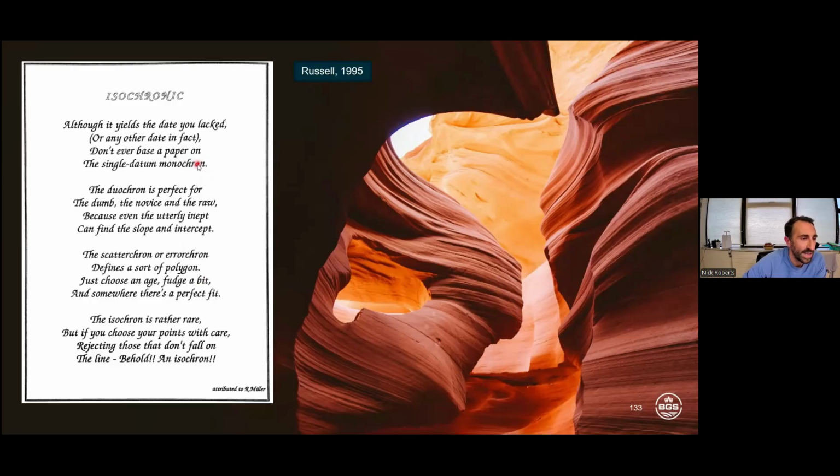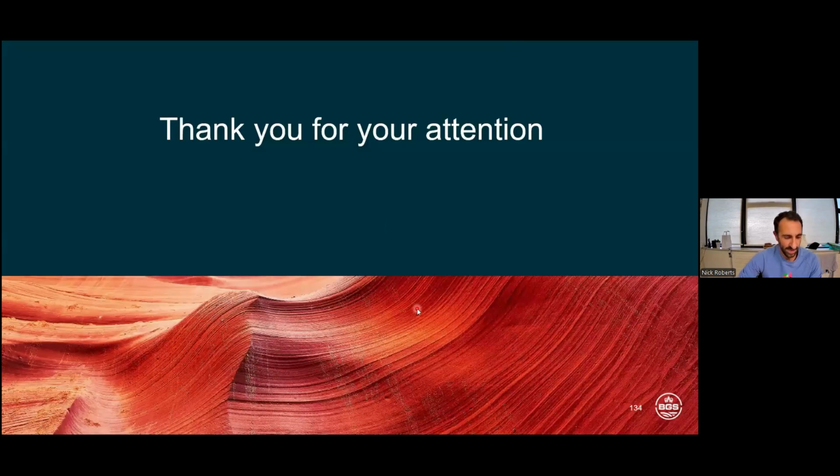But if anyone has actually tried this method and worked with uranium carbonates, then they'll understand exactly what this poem is about. Although it yields the dates you lacked, or any other data in fact, don't ever base a paper on a single datum, monochron. The geochron is perfect for the dumb, the modest, and the raw, because even the utterly inept can find the slope and intercept. The scatterchron or errorchron defines the sort of polygon. Just choose an age, fudge a bit, and somewhere there's a perfect fit. The isochron is rather rare, but if you choose your points with care, rejecting those that don't fall on the line, behold, an isochron. So I will finish there, and thank you for listening.